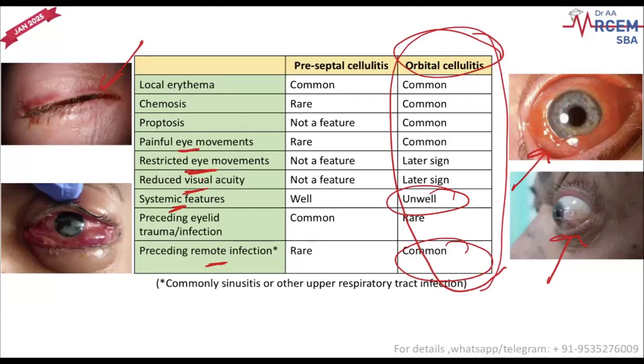On examination, the important things you need to remember are that eye movements will be painful. There will be restriction of the eye movements. Chemosis and proptosis will be present. This is chemosis, this is proptosis, propped out, popping out. The eye has popped out.